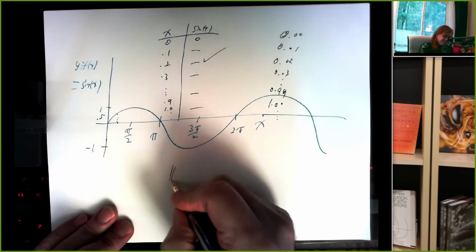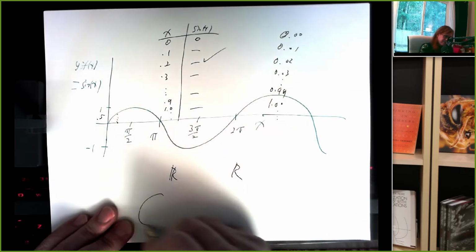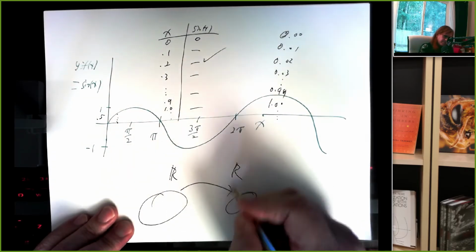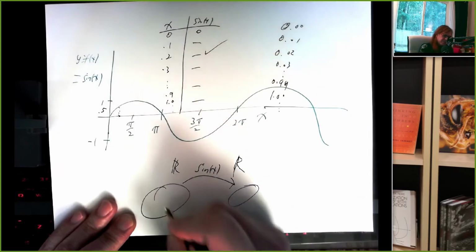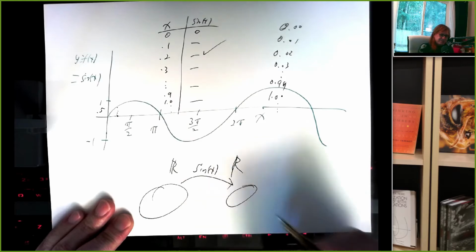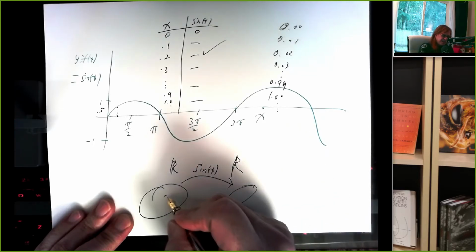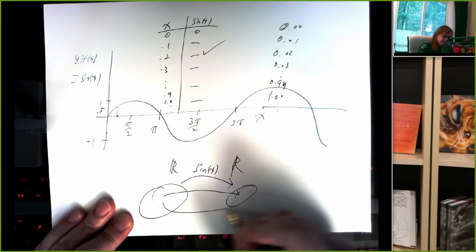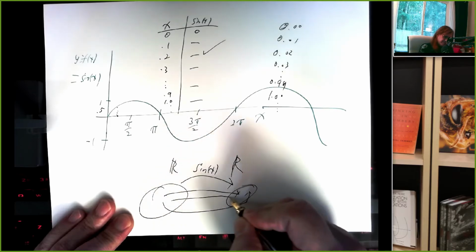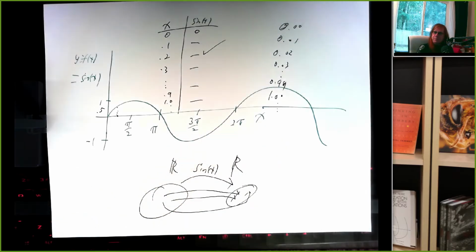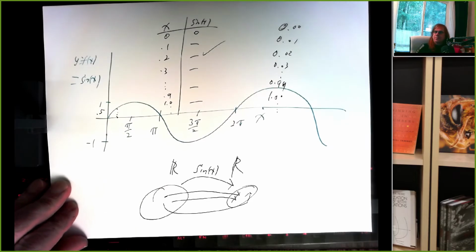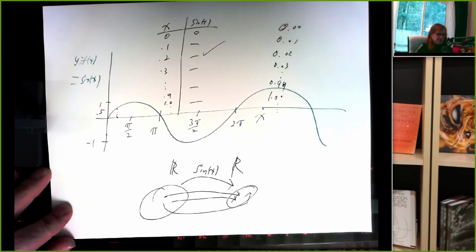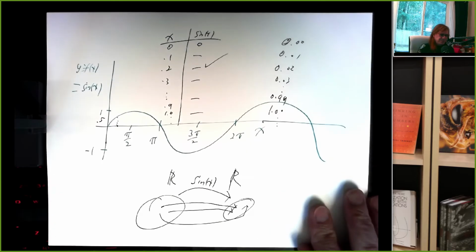And so we can think of sines as just going from some set of real numbers into some other set of real numbers, and each point maps to something over here. That helped. Okay, cool. All right, good suggestion.